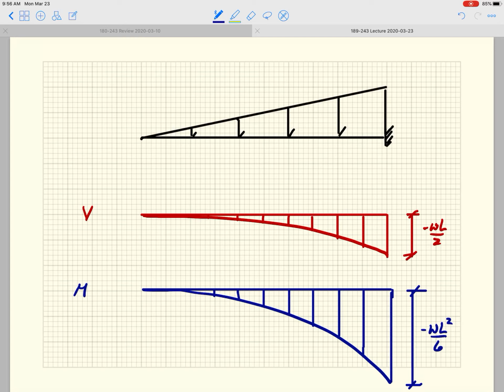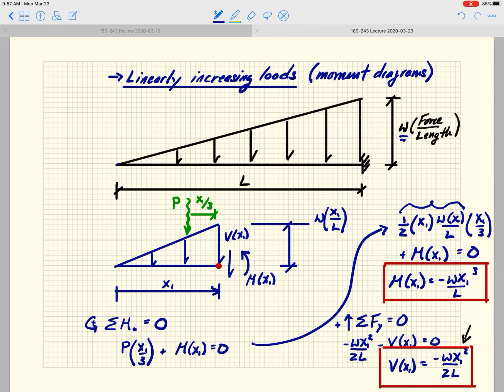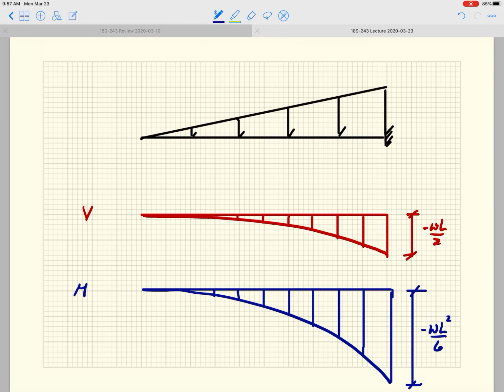Right? And actually, I think I have this wrong. This needs to be WL cubed. Hold on. Actually, let me double check this. No, it should be WL squared, right? Force per length, that's right. But it is varying in terms of x cubed, because the L at the bottom is just a constant that we're dividing out. So that's it.